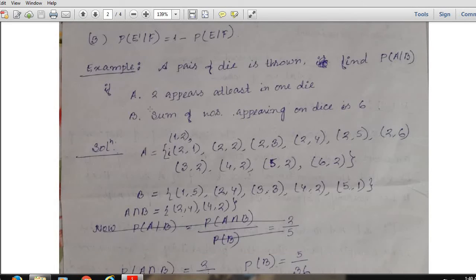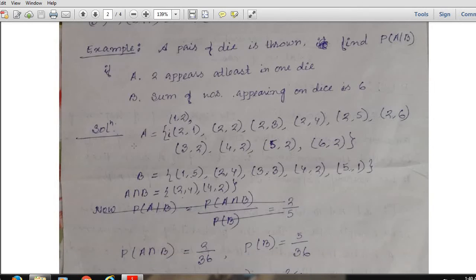In this example, event A is what? 2 appears on at least one die. Therefore, A takes the ordered pairs (1,2), (2,1), (2,2), (2,3) and so on. And B takes the ordered pairs (1,5), (2,4), (3,3) and so on, as B is the event that the sum of numbers appearing on the dice is 6. Therefore, B takes the value (1,5) as 1 plus 5 equals 6. And from this A and B, we get A intersection B is (2,4) and (4,2).